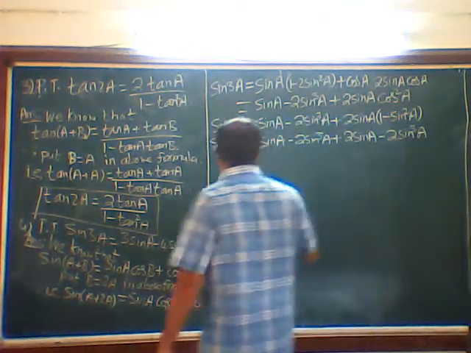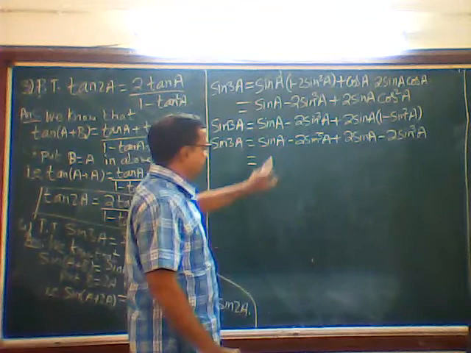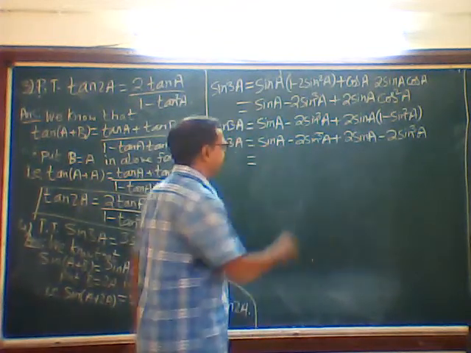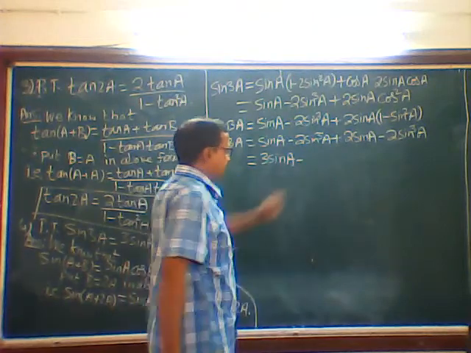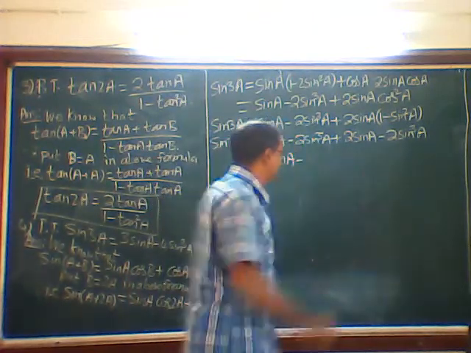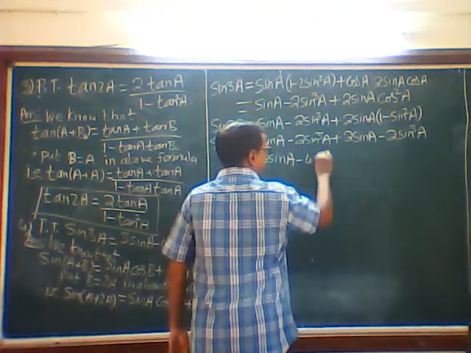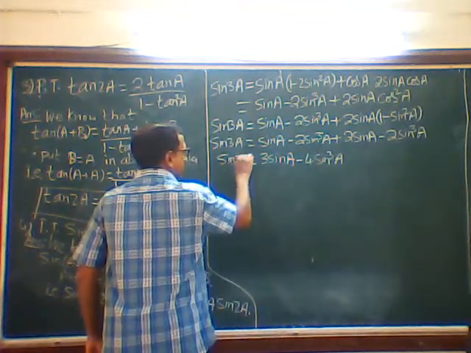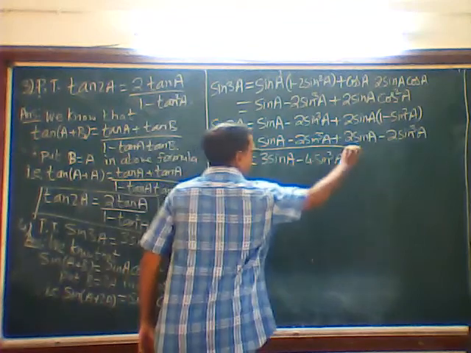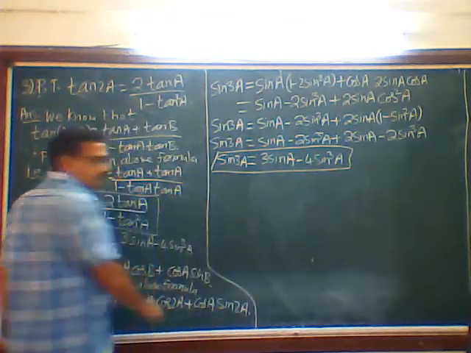Okay. So what will happen here? Now here sin A plus 2 sin A is 3 times sin A, minus 2 sin cube A minus 2 sin cube A is minus 4 sin cube A. That is all. The answer. This is what is true.